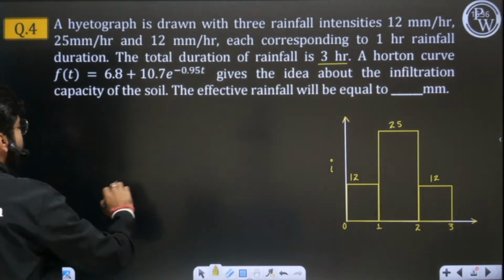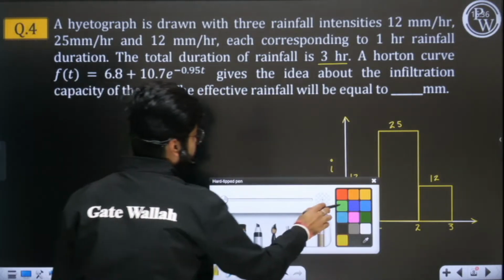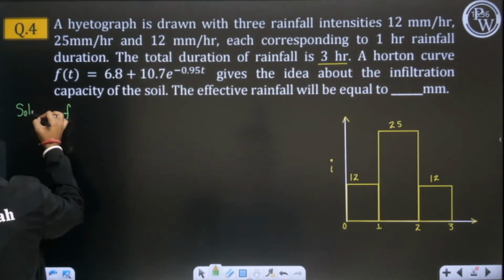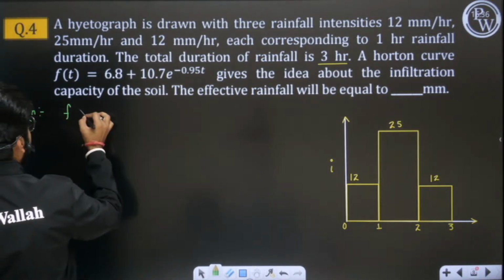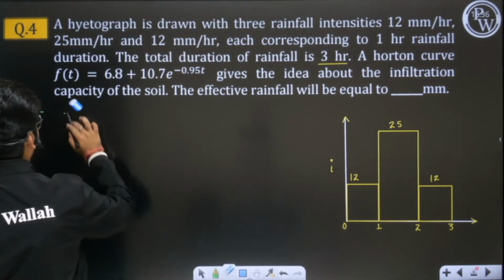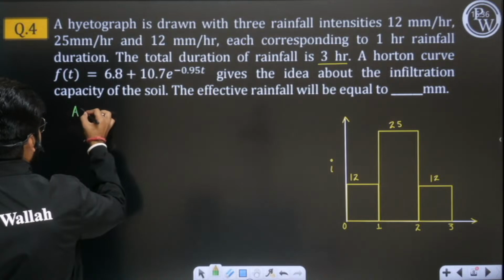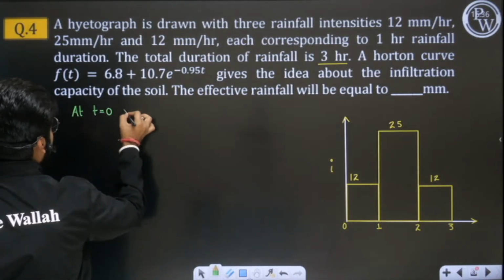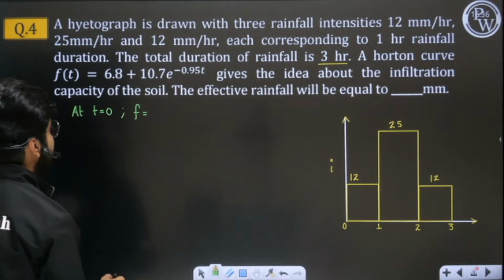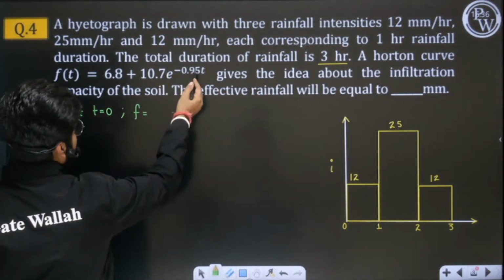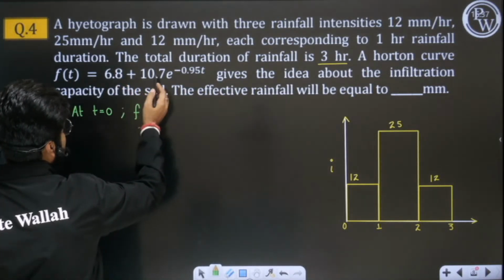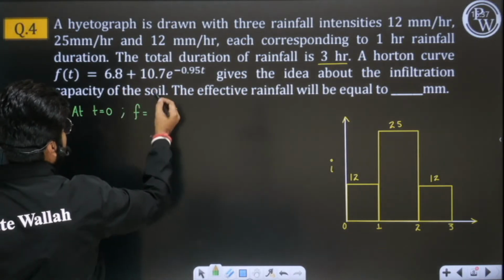Simply you have to plot this graph. So if your infiltration curve is 6.8 plus 10.7 e power minus 0.95t, so simply put t equal to 0. When your time is 0, what will be the value of f? We'll put the value of t as 0. Anything raised to power 0 is 1. Now we'll add them. So 10.7 plus 6.8 is how much? 17.5, I guess. Yes, this is 17.5.